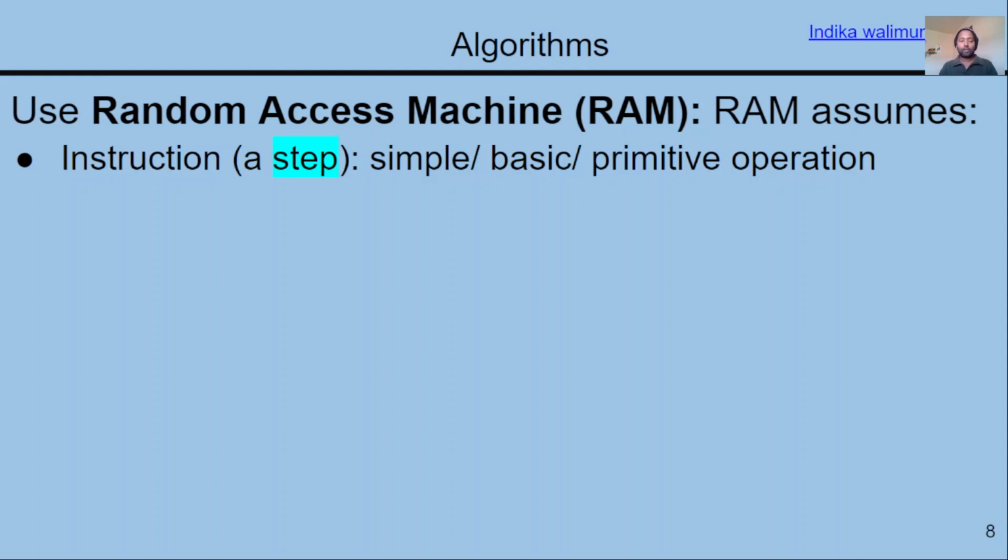All right. So a single instruction or a step is called simple or basic or primitive operations. Okay.